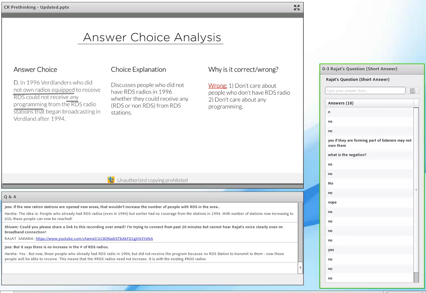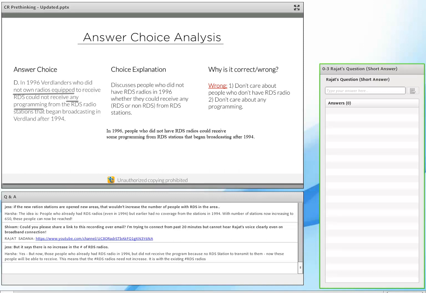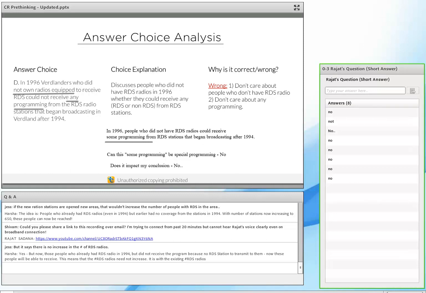This is my negated statement over here. Now, what does the statement do? If they could receive some programming, can this programming be special programming? No. The answer to that is no. If this can't be special programming, then does it impact my conclusion? Absolutely not. Okay. What did you learn so far from how you made those answer choices?